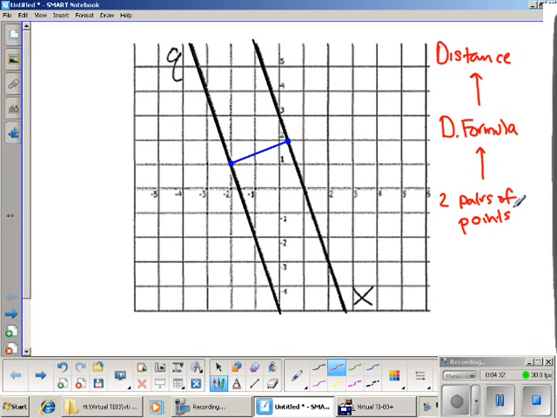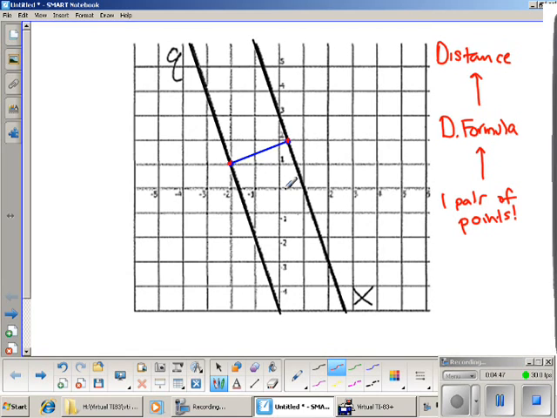I should say one pair of points. My English teacher is not happy with me. One pair of points. In other words, I need a coordinate. So I need like an x1, y1, and an x2, y2. That's the only way I can actually operate the distance formula.